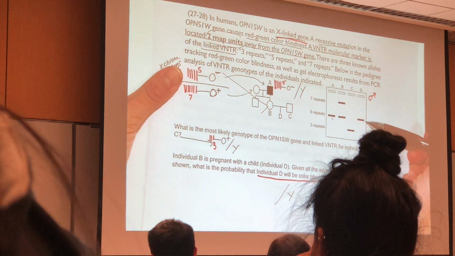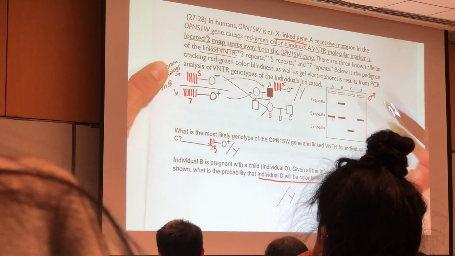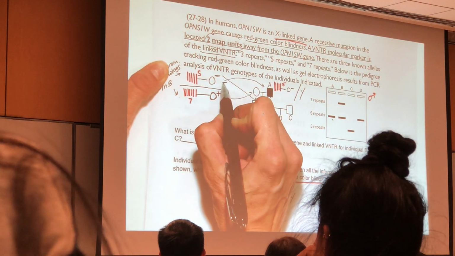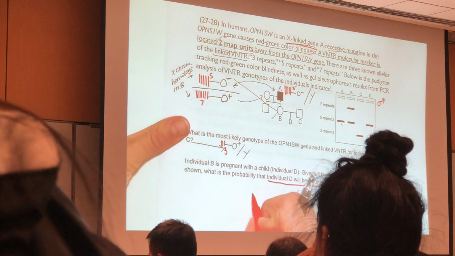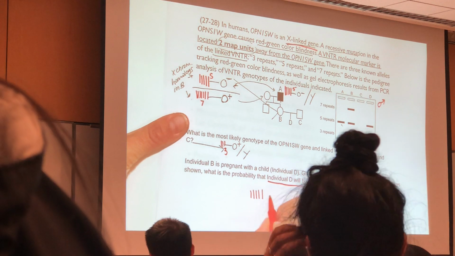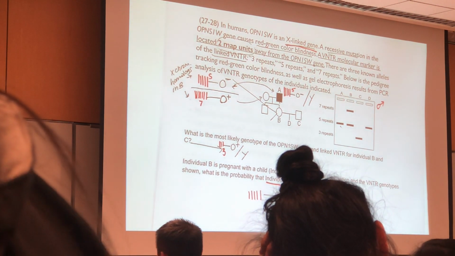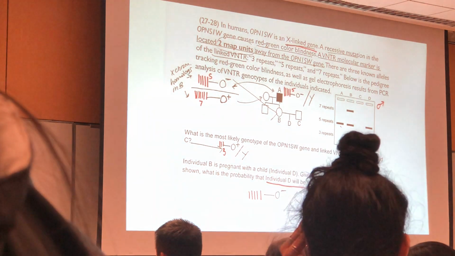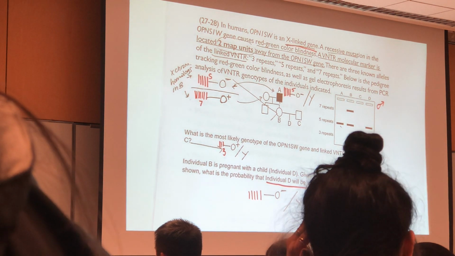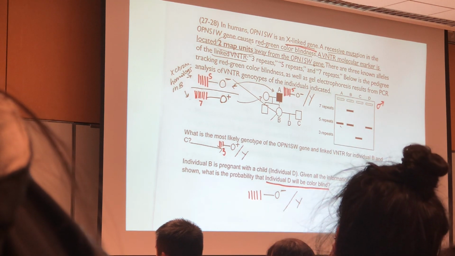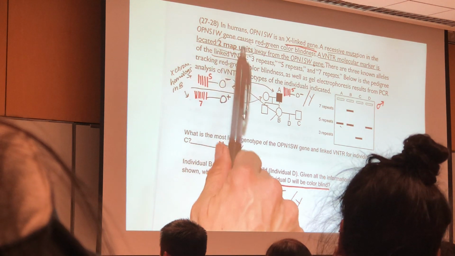Based on the repeat of the VNTR, which one do we think they inherited? This one. So everything suggests that they inherited 1, 2, 3, 4, 5 VNTR, O minus. They'd be colorblind, right? Is there anything that's bold and underlined that we haven't taken into account? 2 map units. 2 map units away.